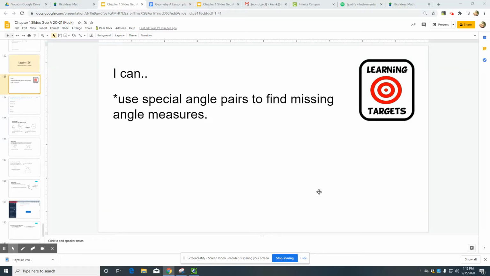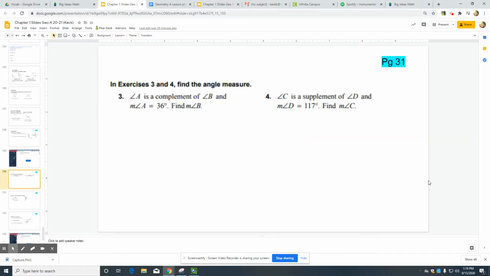In this video, we're going to be using special angle pairs to find missing angle measures. So we're going to start on page 31. We're going to do numbers 3 through 6 together.